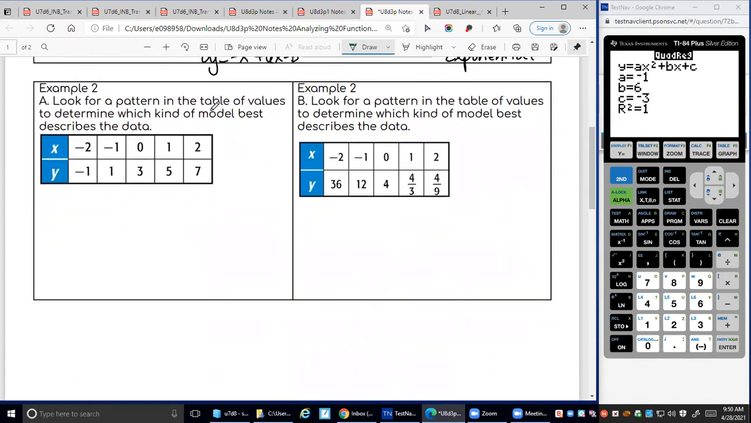We want to look for a pattern in the table that best determines the kind of model that describes this data. So here, this is increasing by 1. Would y'all agree? Yeah. All right. How much is this increasing by? Ladies and gentlemen, what is this? Do you know? Linear, quadratic, or exponential? Thank you. It is linear. It is linear because you have a constant rate of change, right? And because the first difference is the same.